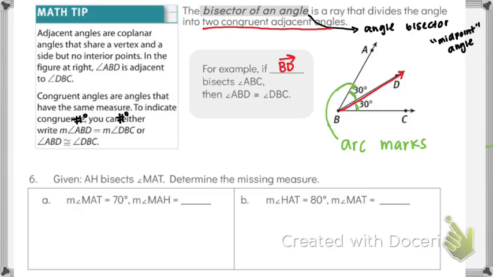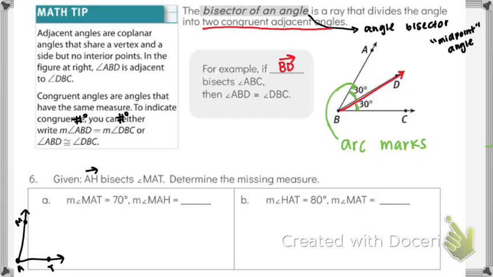So let's look at number 6. Given AH, and I don't know if your copies have this, but mine does, go ahead and add the ray symbol right there at the top. Given ray AH bisects angle MAT, determine the missing measure. So we're going to start by drawing our pictures. Just like we did for segments, we're doing the same thing for angles. So first things first, I draw my angle. The angle is angle MAT. The most important part is for you to have your vertex in the right spot, and then M and T will follow on the other sides like this.